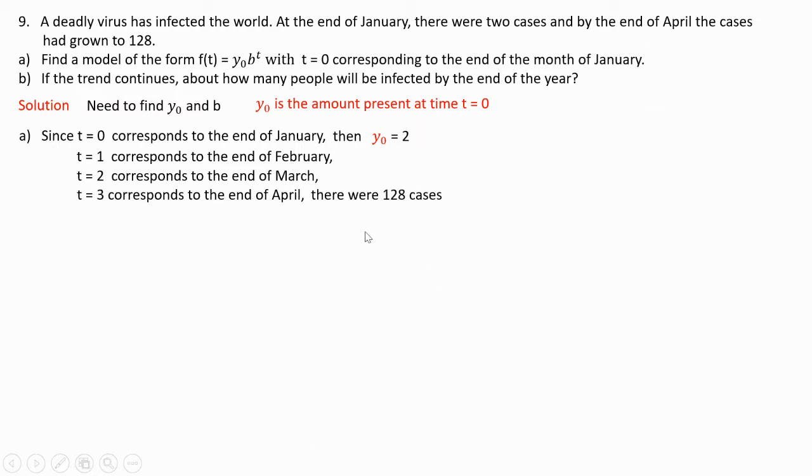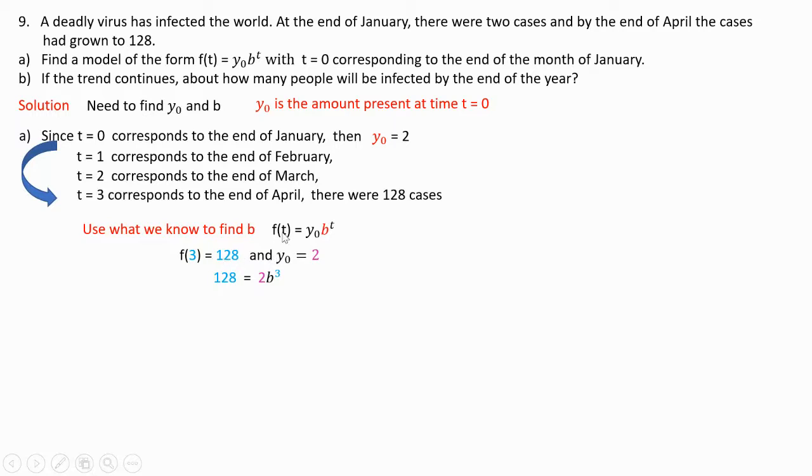So at the end of April, there were 128 cases. So let's use the formula, guys. We can go straight from here to here, but I did every month so you guys can see how we got 3 for April. So use what we know to find b. Okay. So this is my function that we want for part A. We know that f of 3 equals 128, right? Because in April, which was 3 months after it started, there were 128 cases, and we know that y naught equals 2. So let's plug everything into the formula.